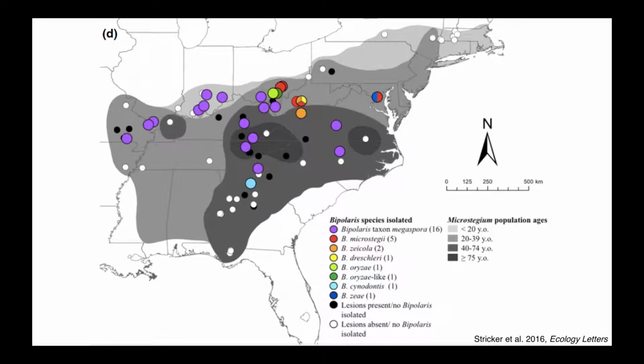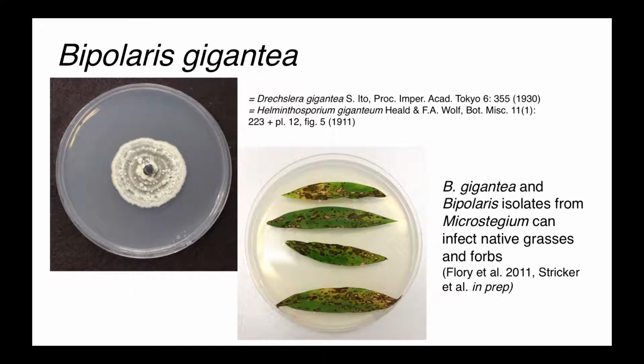The purple one, which occurs a lot, is something that my collaborators called Bipolaris megaspora because it has really large spores. But there's also several other Bipolaris species that have been found on these. So they called it megaspora here, but eventually it's going to be called Bipolaris gigantea, and it has been identified in the past, but not in the Bipolaris group.